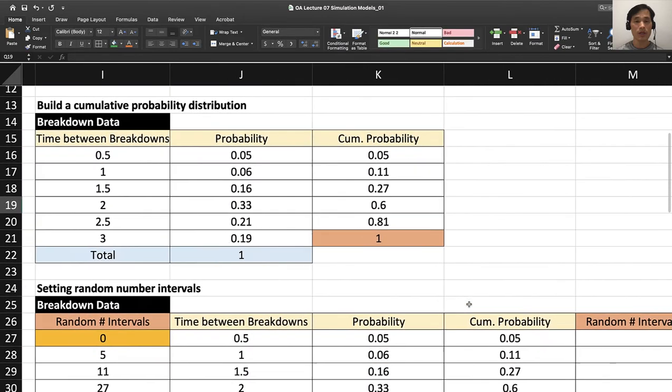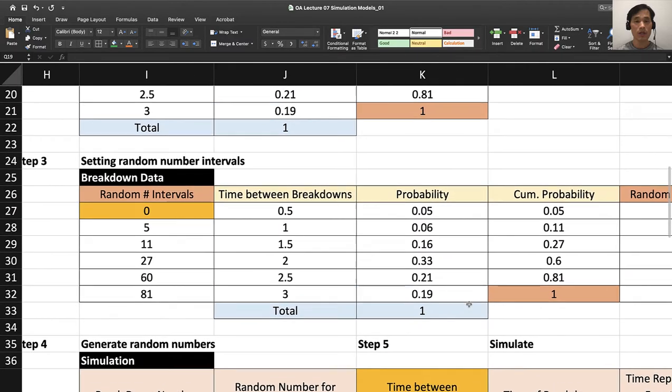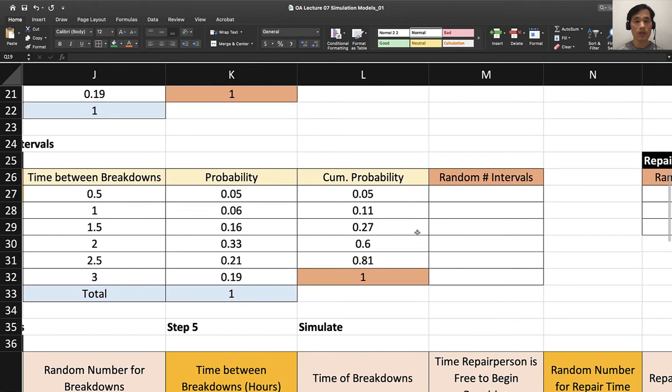The third step is setting random number intervals. So what you do is just multiply this one by 100, so that it becomes a real number, and copy that down, and that's 100. For some reason, I cannot copy that down, so I'm going to do this manually. Equals this times 100, that times 100, and 1 times 100.